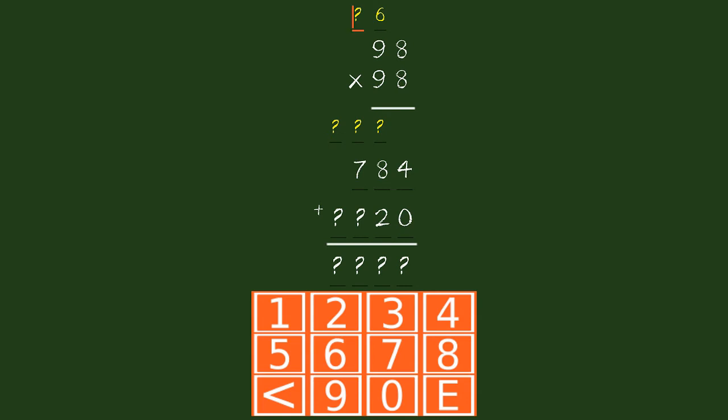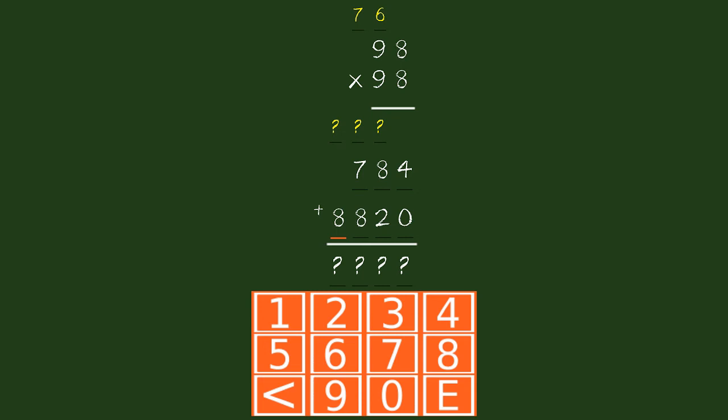Then touch the question mark in the hundreds carry location and the 7 on the keyboard to put the 7 of the 72 in the hundreds carry location. Now multiply the 9 times 9. 9 times 9 equals 81. We need to add the 7 in the hundreds carry location to the 81. 81 plus 7 equals 88. Touch the question mark in the hundreds answer location and the 8 on the keyboard to put an 8 in the hundreds answer location. Then touch the question mark in the thousands answer location and the 8 on the keyboard to put an 8 in the thousands answer location.